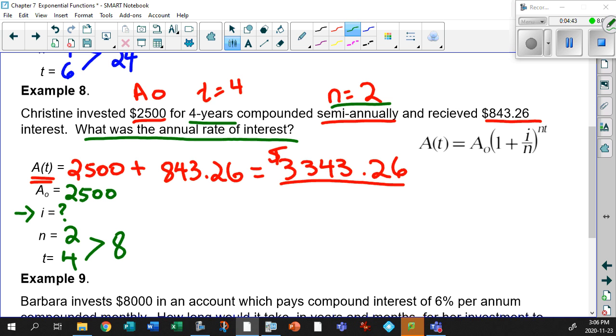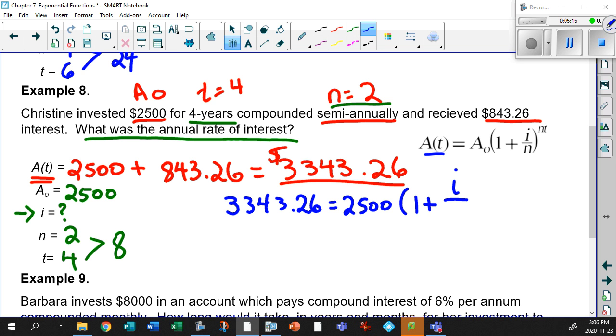So how do we figure out this interest rate now? Well, unfortunately, we might need to do our y1, y2, but let's just see. I might want to just see if I can solve this without using the graphing part of the graphing calculator. Got it? Okay, so remember what your A T is. Your A T is 3,343.26. Let's punch the numbers in. A naught is 2,500. 1 plus your interest rate, that's the guy you're trying to find. The number of compounding periods is 2 to the power of 2 times 4, which is a total of 8.